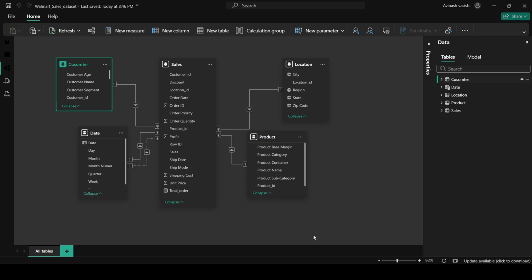So that was the data architecture part and the ETL process. And I also created relationships between the fact table and the dimension tables, from one to many relationships, as we can see in this data model.